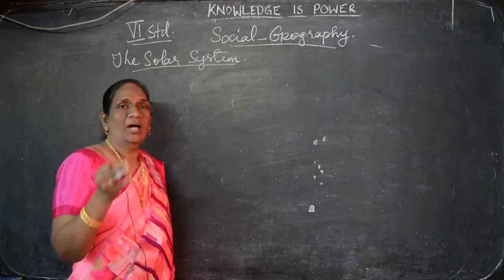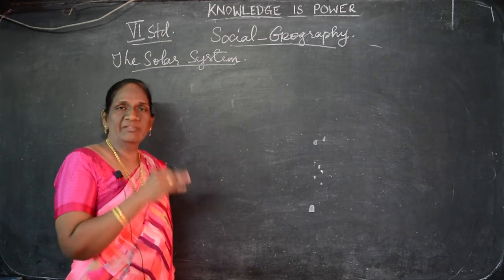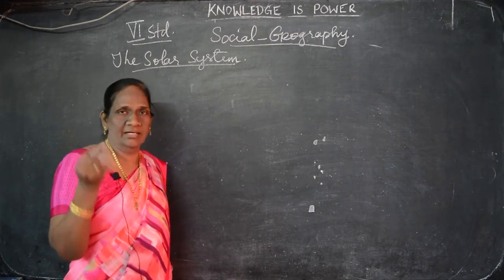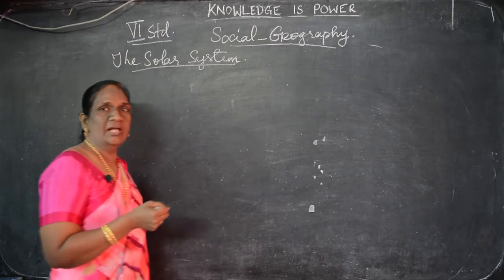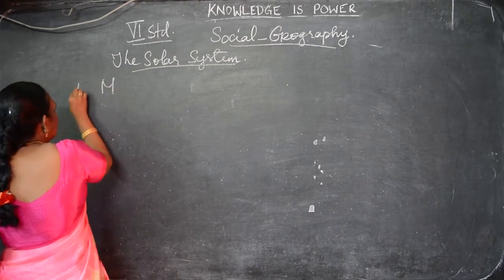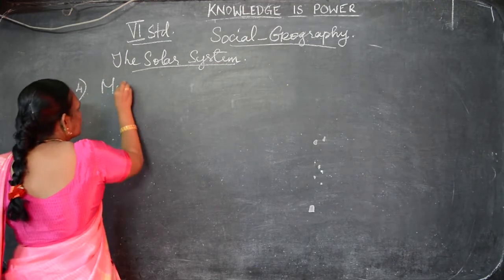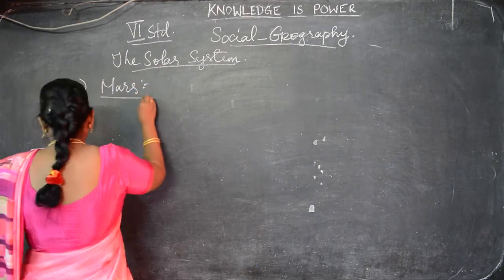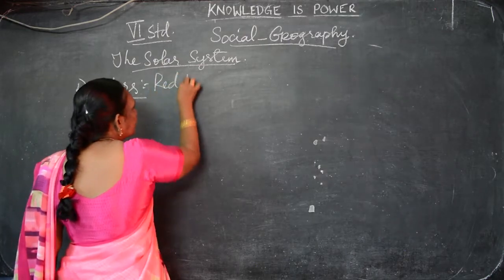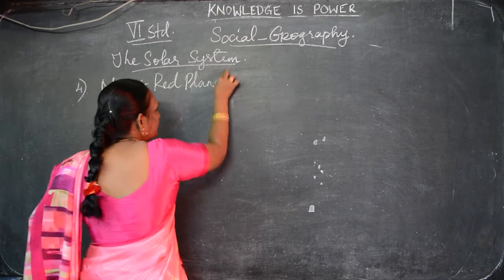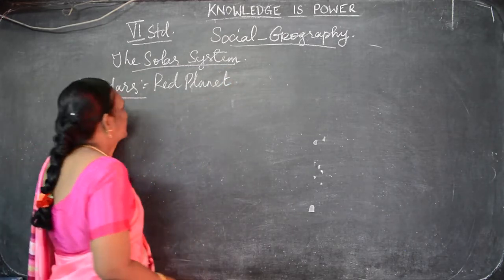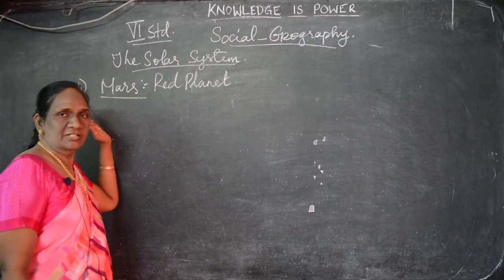So, among 8 planets, in the previous classes we finished 3 planets, that is Mercury, Venus and Earth. Today, we are going to see about Mars, the planet Mars. This is the 4th planet. Mars is called the red planet. Mars is the 4th planet in the solar system.